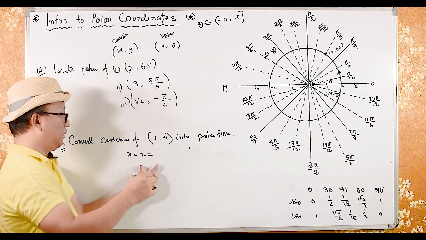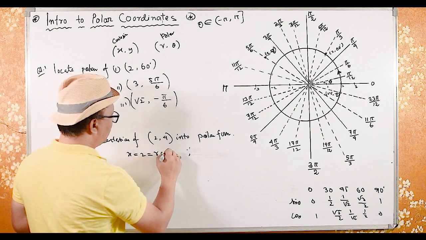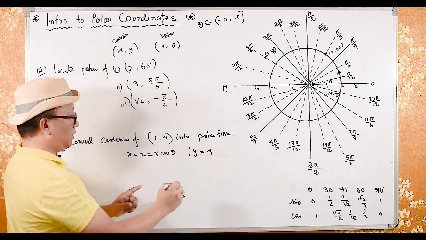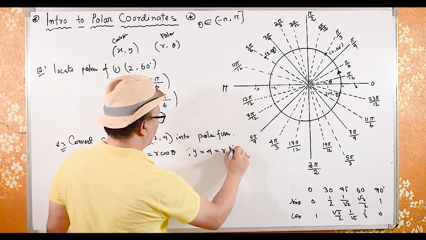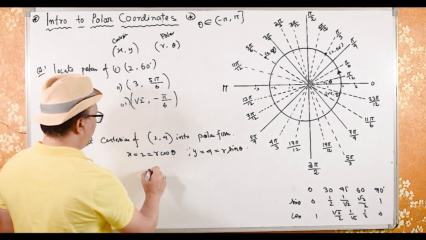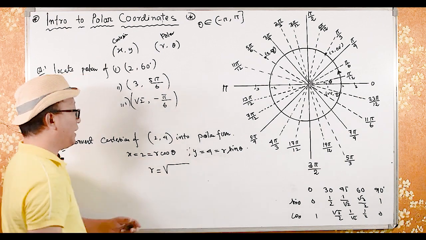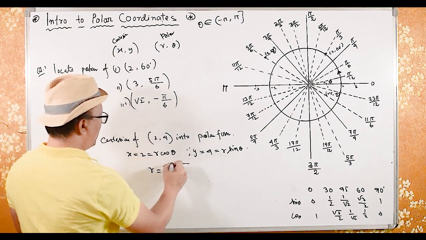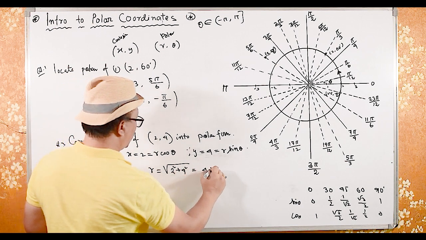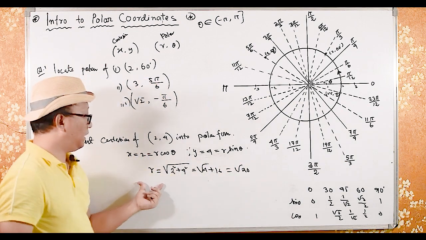Now here x is 2, so x equals r cos theta. Here y equals 4, so y equals r sine theta. Therefore, if you want to find r, remember r equals square root of x square plus y square. x square is 2 square plus y square is 4 square. 2 square is 4, 4 square is 16. The square root of 20 is your r.